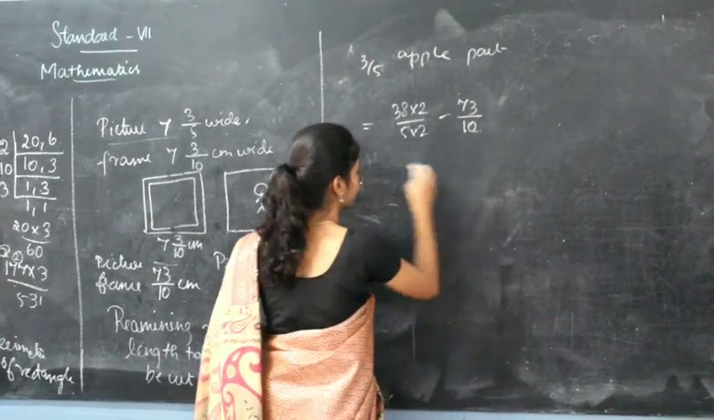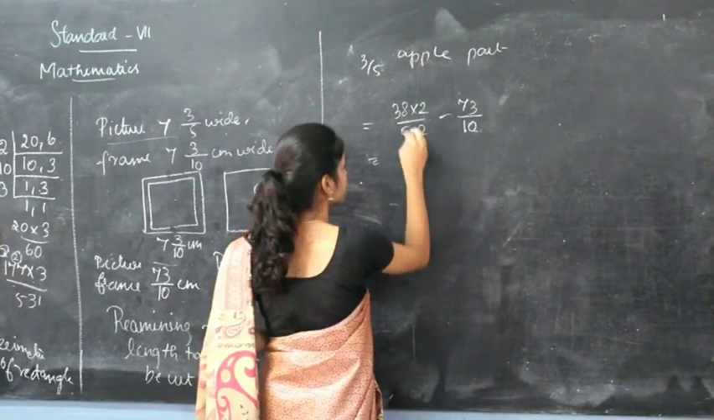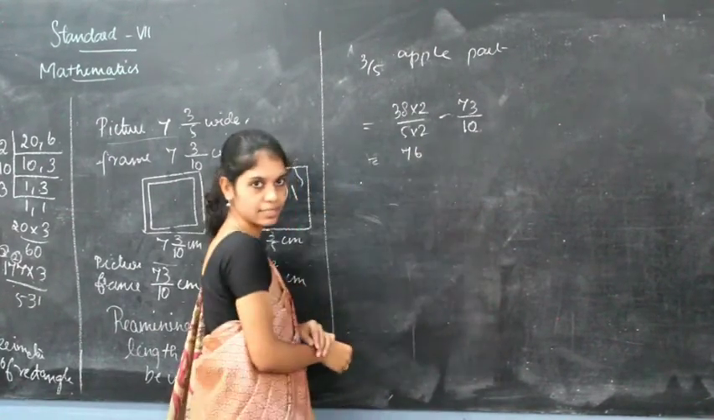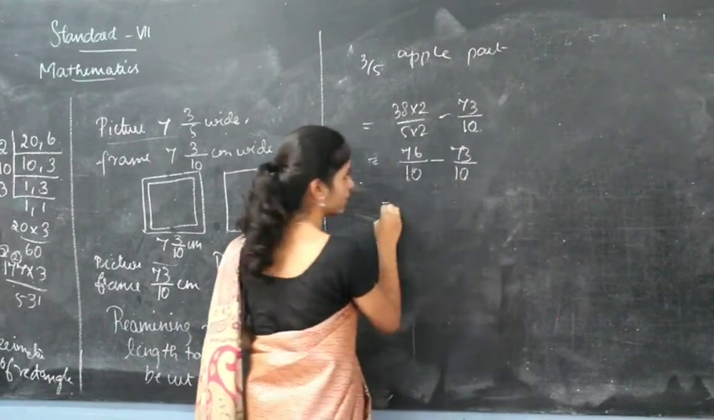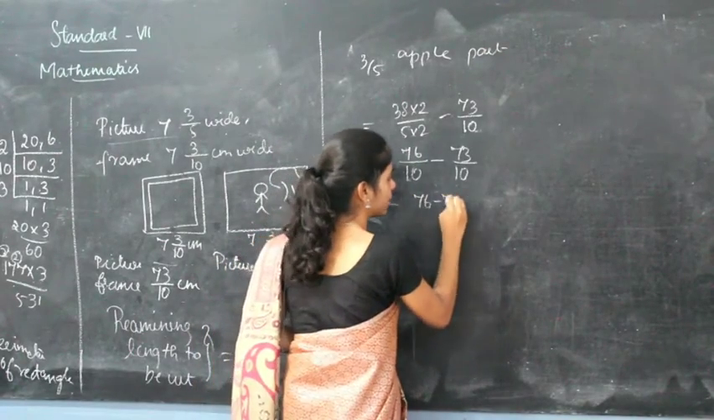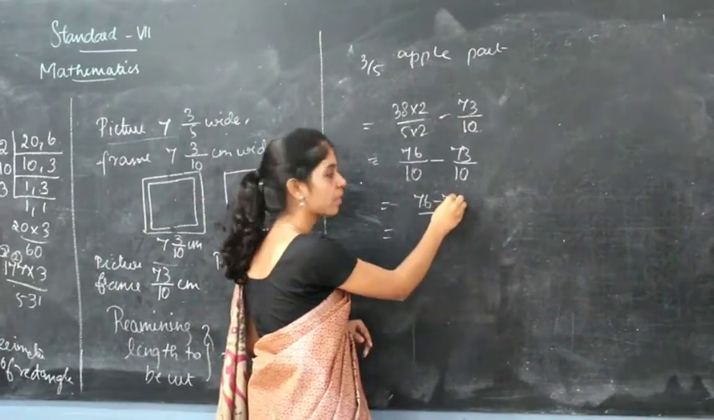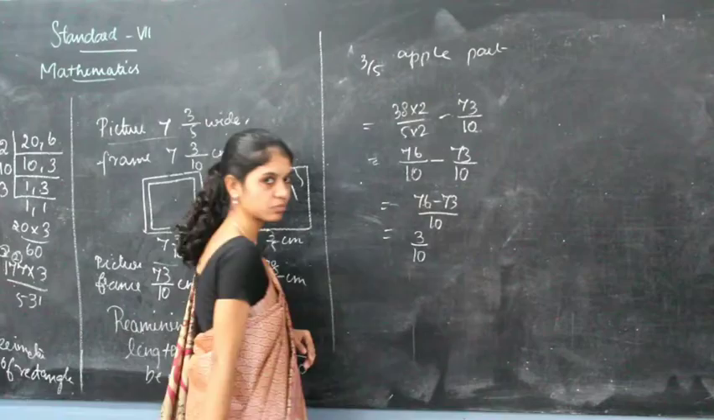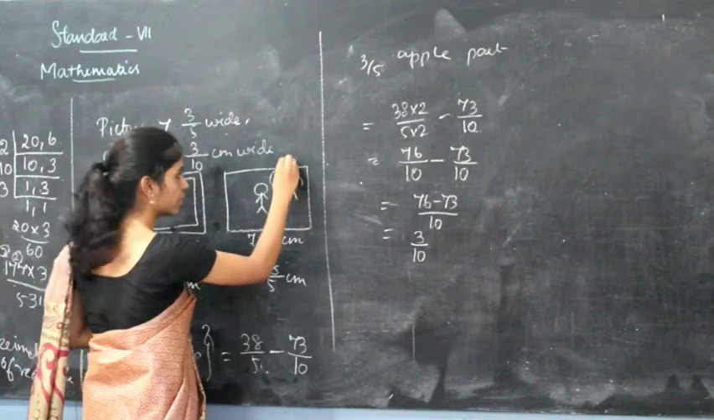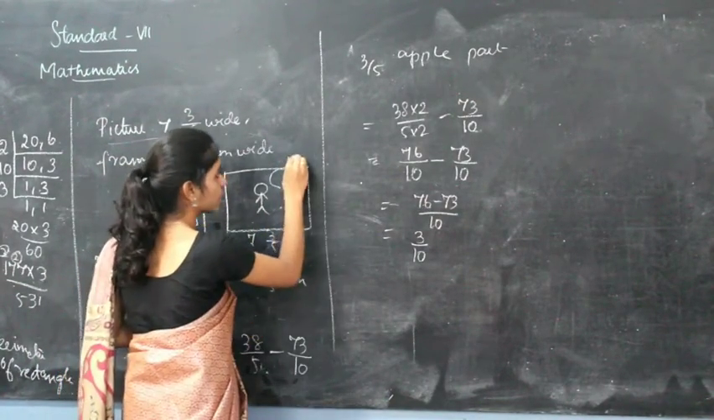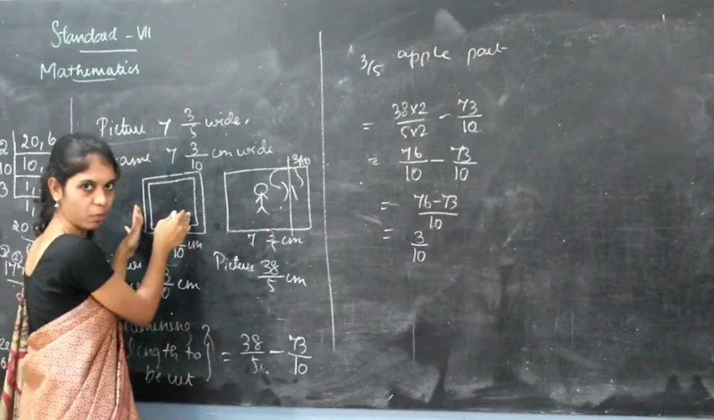73 divided by 10. 38 into 2 will be 76 divided by 10 minus 73 divided by 10. This will give you 76 minus 73 divided by 10. So 76 minus 73 will be 3 by 10. How much portion do they have to cut? 3 by 10 portion. So here, let's say this is the 3 by 10 portion. So this much they have to cut so that it will fit into the frame box. Okay.